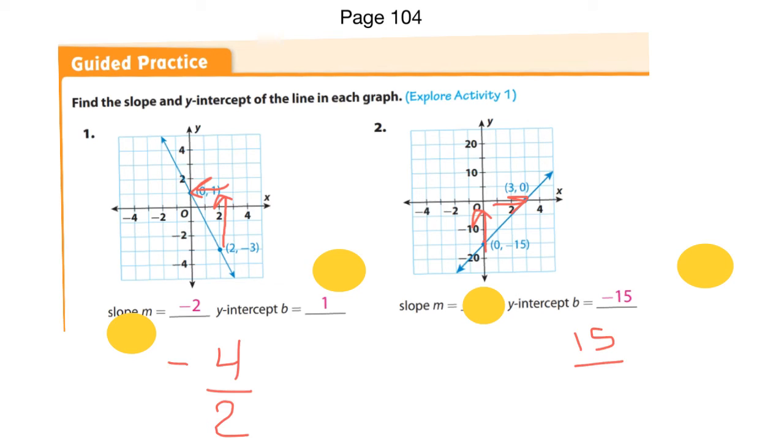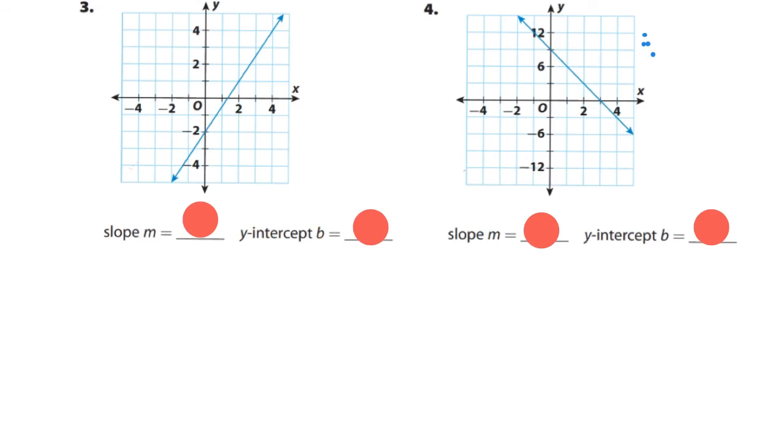My run, I'm counting by ones. 1, 2, 3. So my run is 3. My slope is going in a positive direction. 15 divided by 3 is 5. My slope is 5.